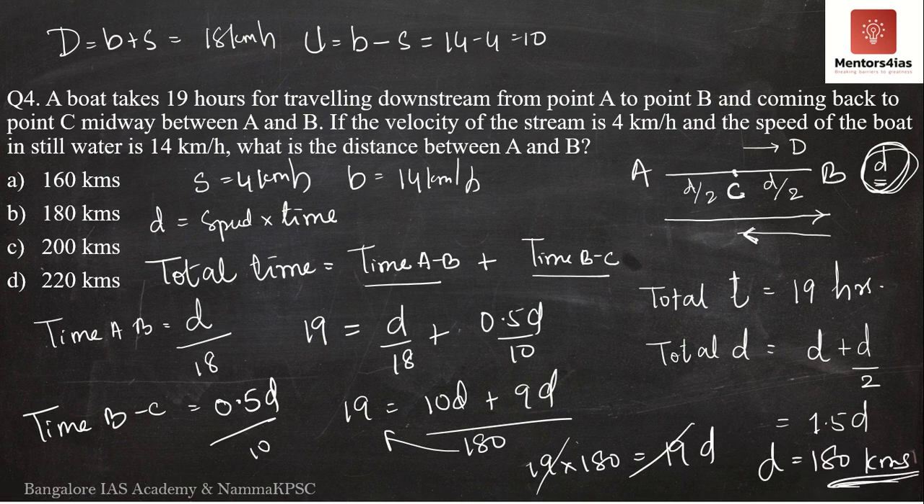So the distance between A to B is 180 kilometers, which is option B. The correct answer is 180 kilometers. It is option B over here. So I hope you've understood. You are now getting a hang of how to solve questions when it comes to boats and streams. So now we'll move on to the next question, that is question number 5.